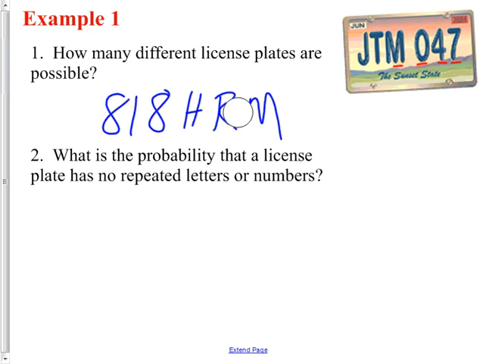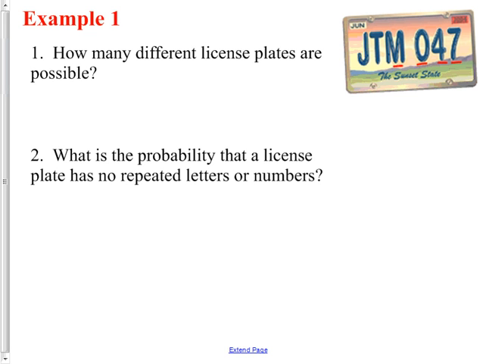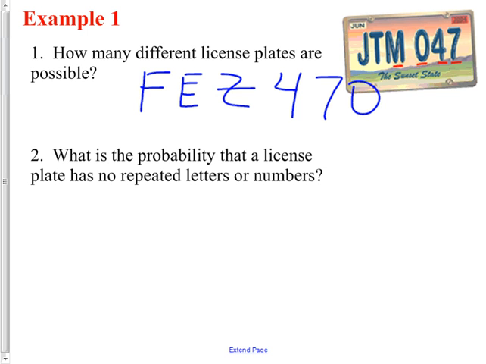I had a random one assigned to me when I was a kid, and it was the Fez 470. I still remember it. Fez 470. Right, he is a little weird. Anyway, Fez 470.